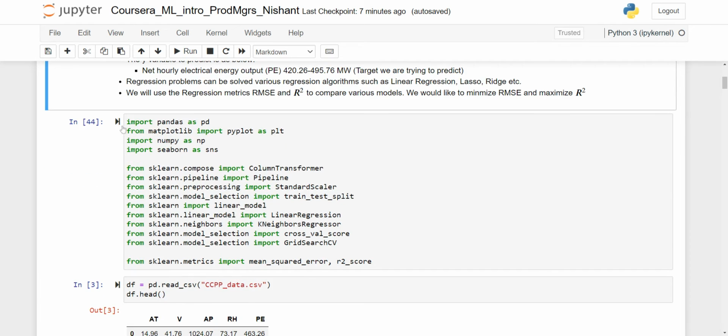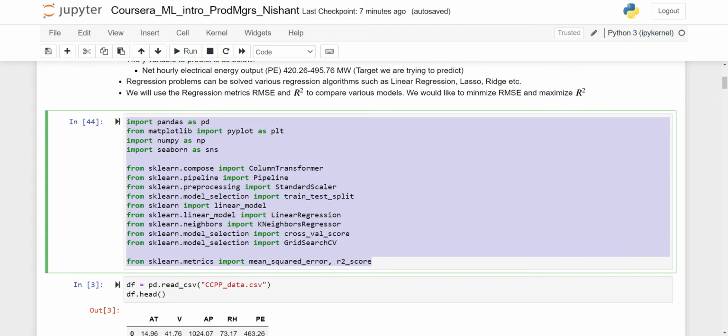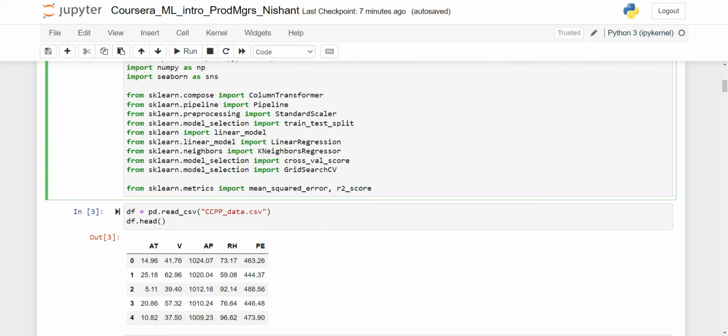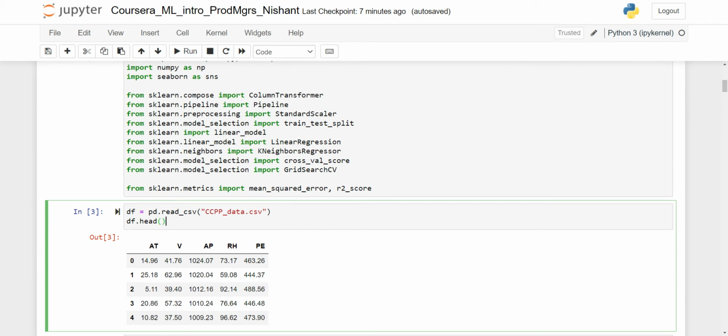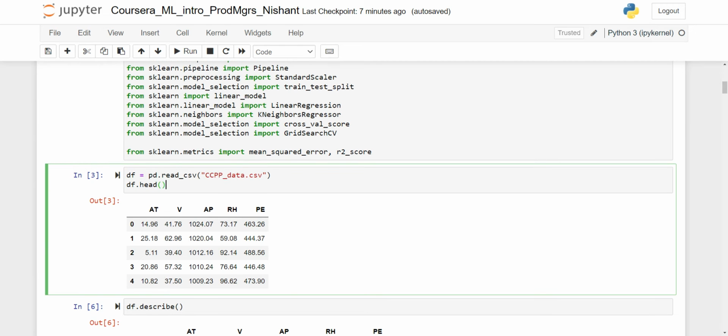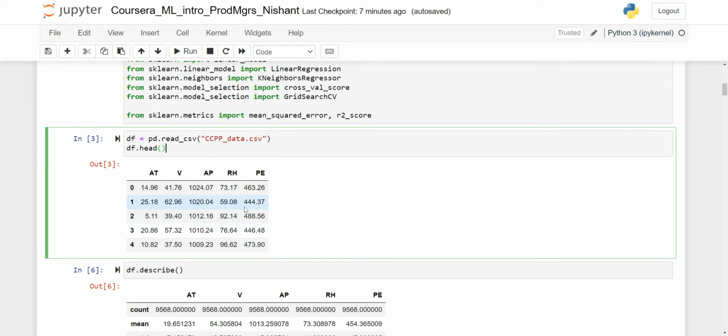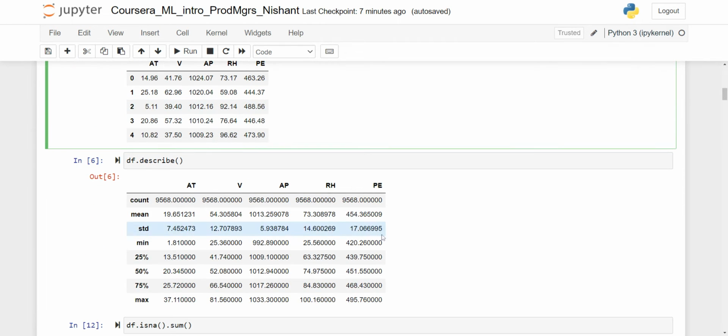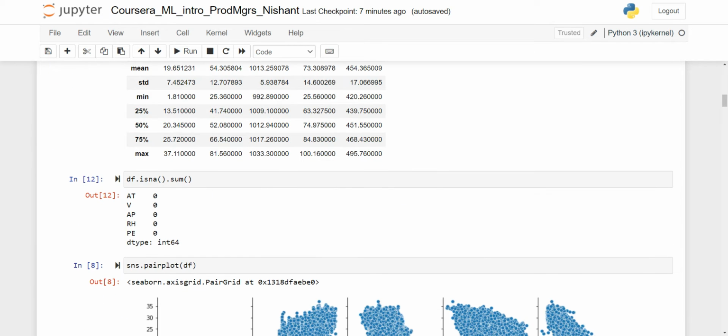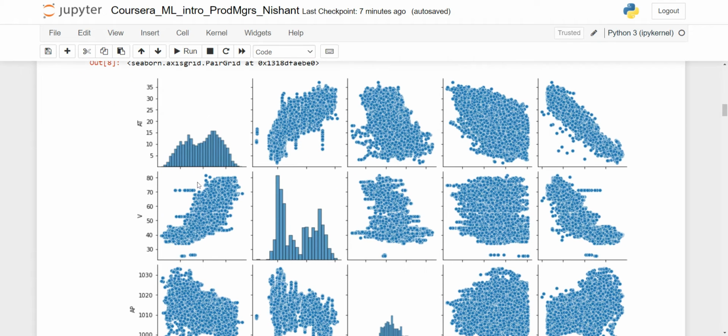I have imported all the required libraries here, and first I have read the data using pandas read underscore CSV, and this is the data that we can see. I have described the data in order to understand the mean temperature, mean vacuum, standard deviation, minimum, maximum values, the percentile values, the counts in each of the columns, etc. I also checked if there are any null values in the data.